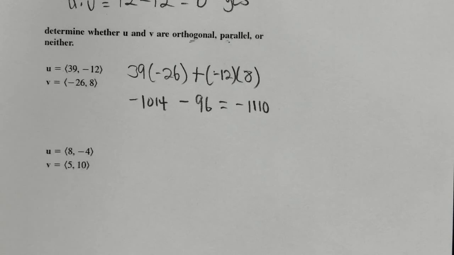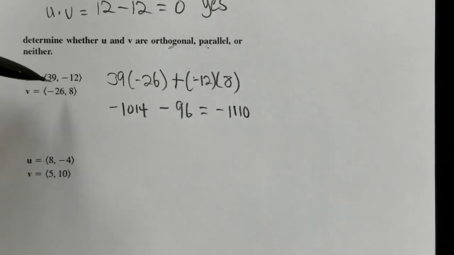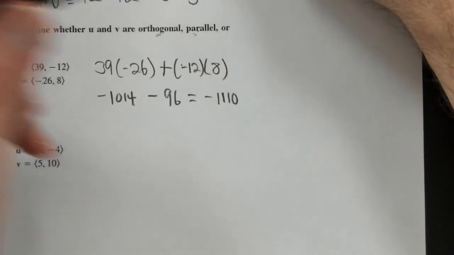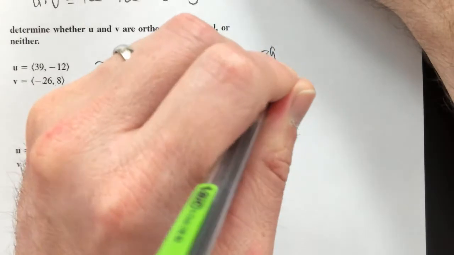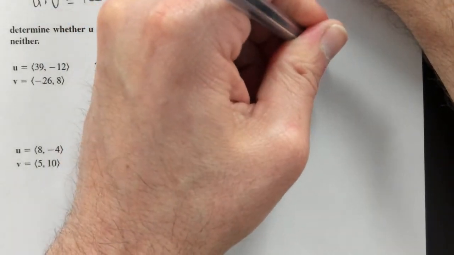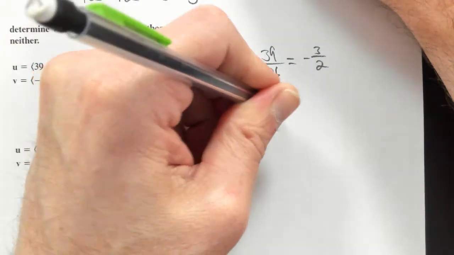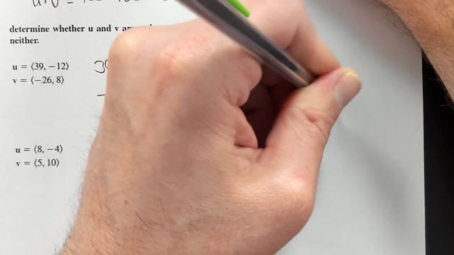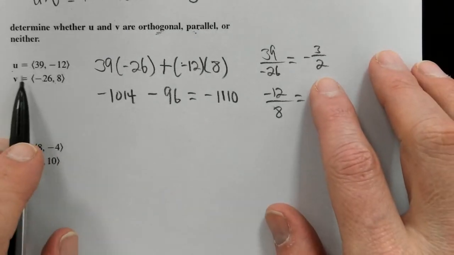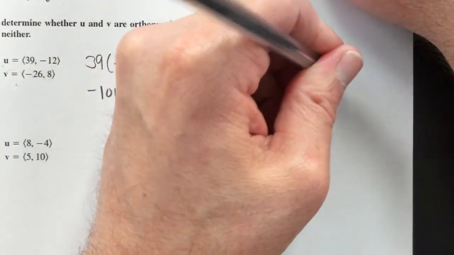What's the easiest way to figure out whether they have a factor that would multiply to make it equal to the other vector? The easiest way is to divide the common components and see if those divisions are equal. Then that would be the common factor. So 39 divided by -26 reduces to -3 over 2, and -12 over 8 is also -3 over 2. That would be the common factor. I can multiply v times -3 over 2 and turn it into u, so these two must be parallel.